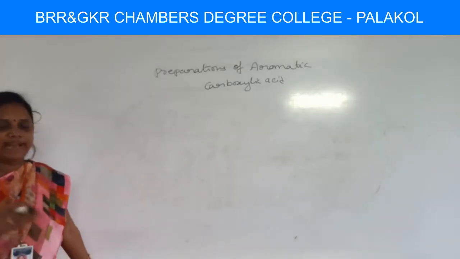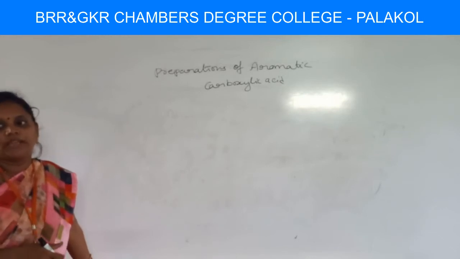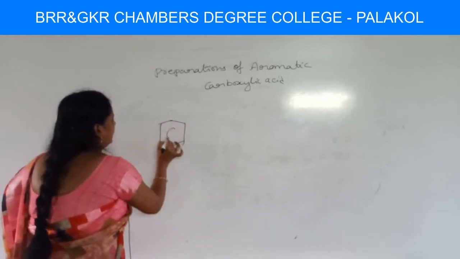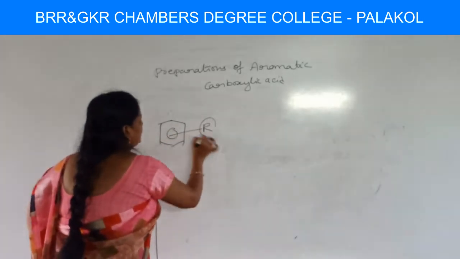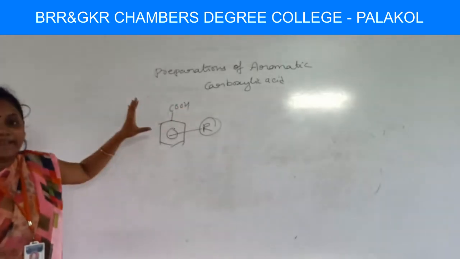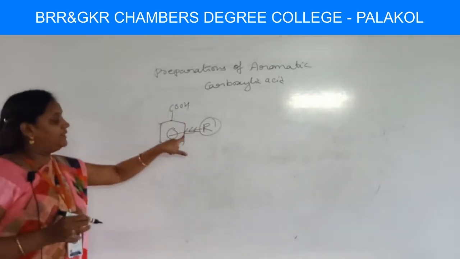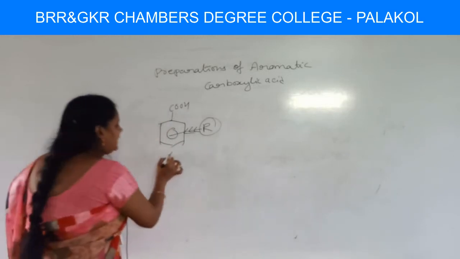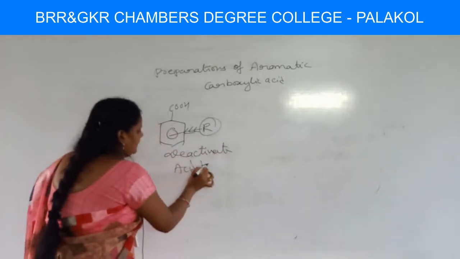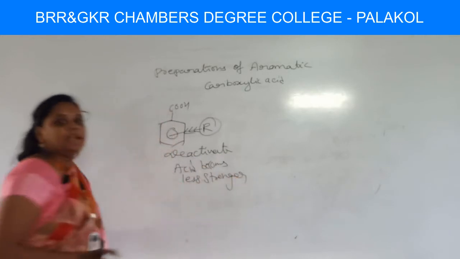What happens with electron releasing groups and what happens with electron withdrawing groups? If electron releasing groups are present on acid molecules, they deactivate the benzene nucleus. If electron releasing groups are present in carboxylic acid, they deactivate the benzene ring. So the acid becomes less strong.